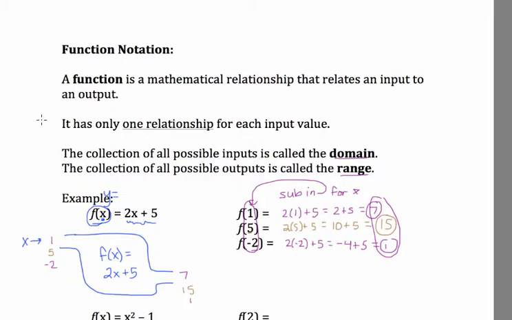Notice, it has only one relationship for each input value. That means that anytime I put in a 1, I'm only going to get out a 7. I'll never put in a 1 and get out a 7 or an 8. I'll never put in a 5 and get out 15 or negative 3 or 2. It'll always be a 15. There's only one output that goes with every possible input.